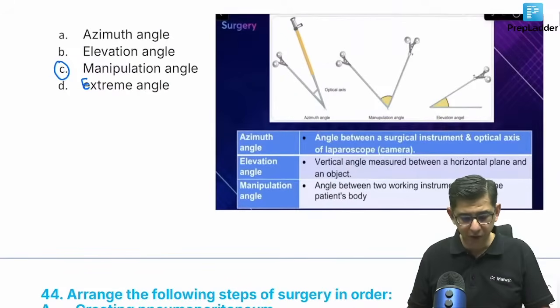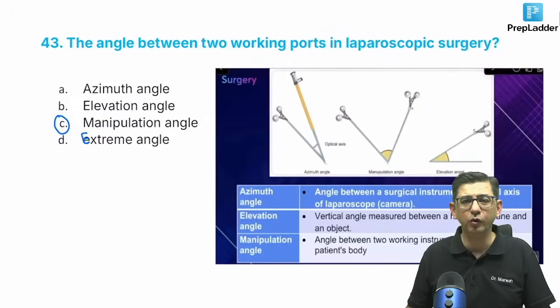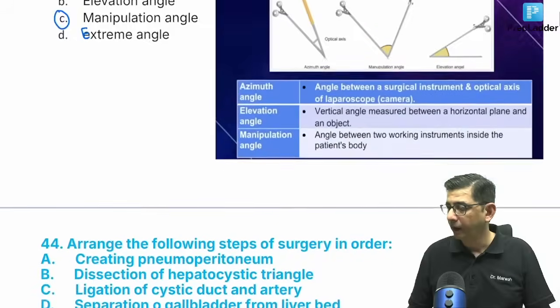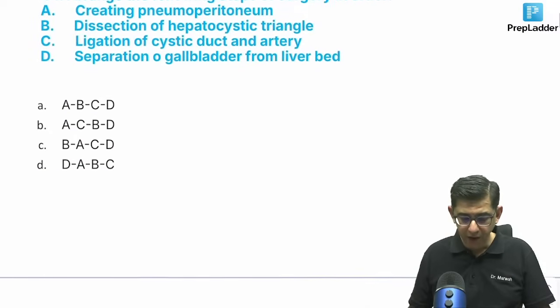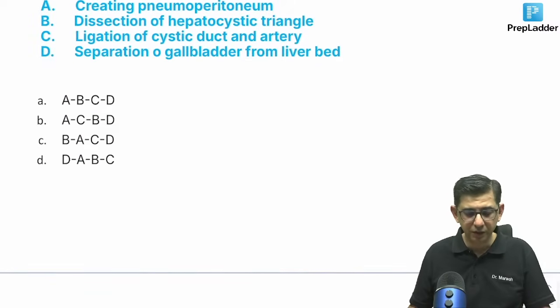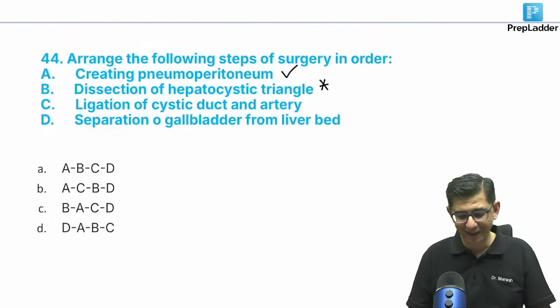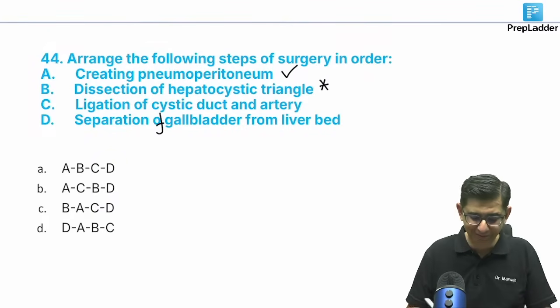Then is working ports in a laparoscopic surgery. That's manipulation angle. Azimuth angle, I think they have already spoken about, was one of the previous year questions, and this time they talked about manipulation angle. Okay. Then is arrange the steps of surgery. This I could also solve in the very first go. Pneumoperitoneum, then dissection, then ligation, and then separation of the gallbladder from the liver bed.